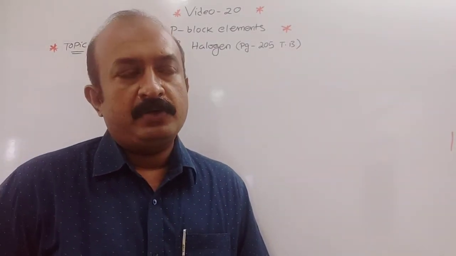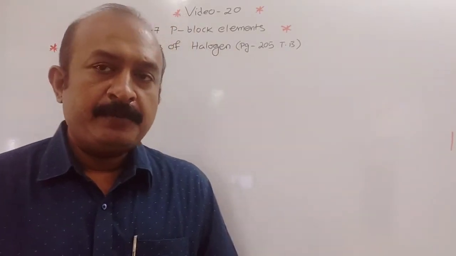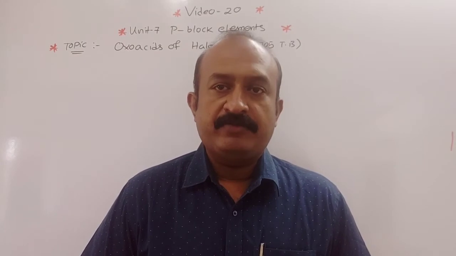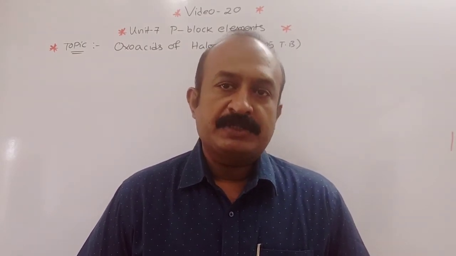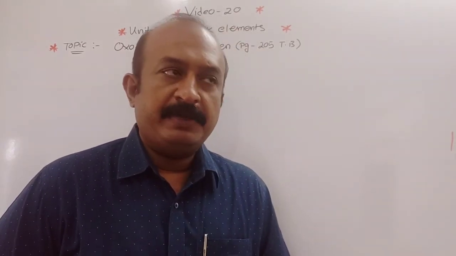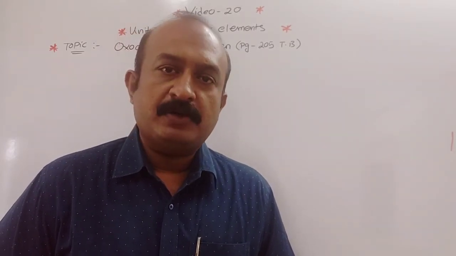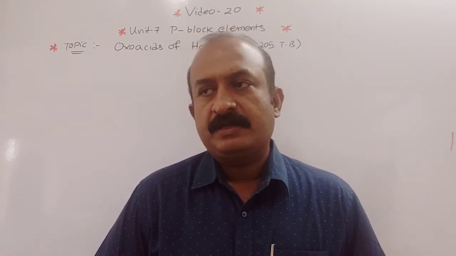Clear? So, when we talk about oxoacids, due to high electronegativity, fluorine forms only one oxoacid, that is HOF, in which fluorine has a negative oxidation number, that is -1, while other halogens form many oxoacids and their oxidation number is +1 or positive. Understood? So there are various oxoacids.